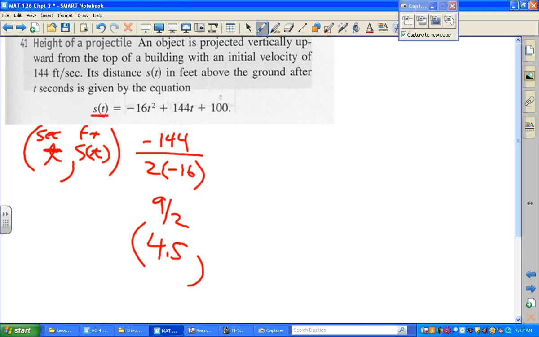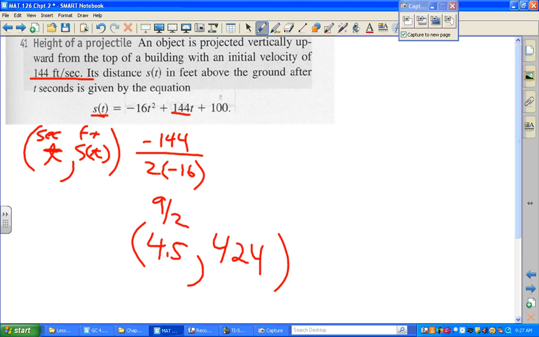The common mistake is they take this 144 and they want to do something with it. It's already in the problem. You don't have to worry about it. What is it? 424. That's not bad. It's distance. Oh, it's projection from the top of a building. How can you find out how high the building is?